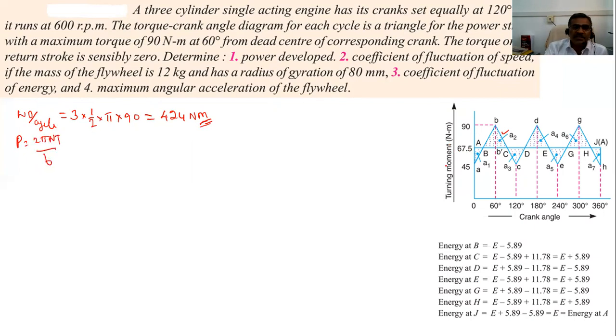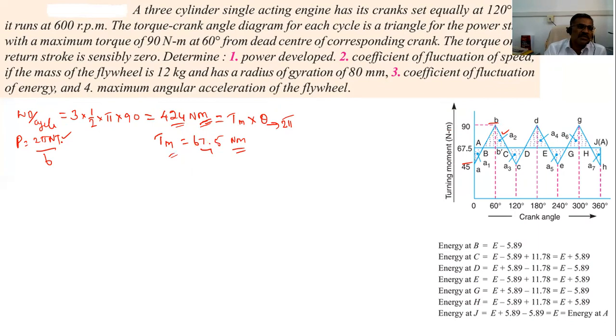Here torque is continuously varying, but we want mean torque, T mean. So how to calculate T mean? What is work done? Work done is equal to T mean multiplied by theta. Here what is theta? Theta is equal to 2 pi, 360 degree. From that, you can find the value of T mean. What is the value of T mean? It is 67.5 Newton meter. But it is varying from 45 to 90. But average is 67.5. How to calculate? Work done is equal to T mean into theta. From that, you can find the value of T mean.